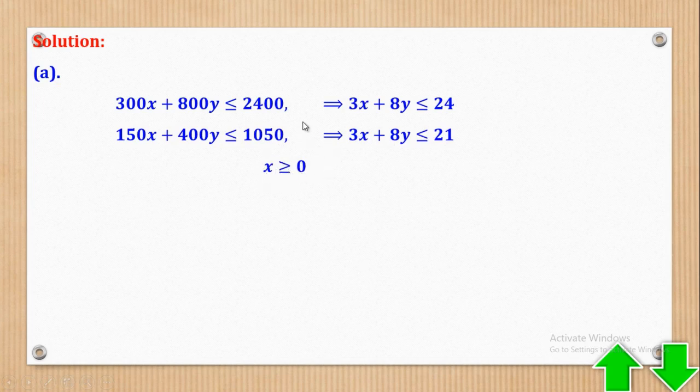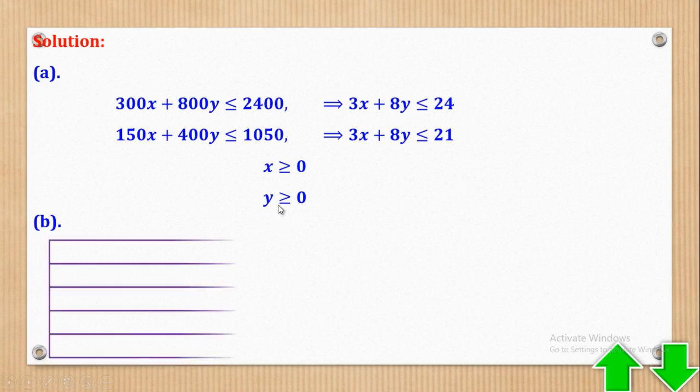So this one is got from logic, and the last one is also got from logic, because the number of type B houses built can never be negative. It is either none or some. That is why you put greater than or equal to zero. So those are the four inequalities which they wanted.